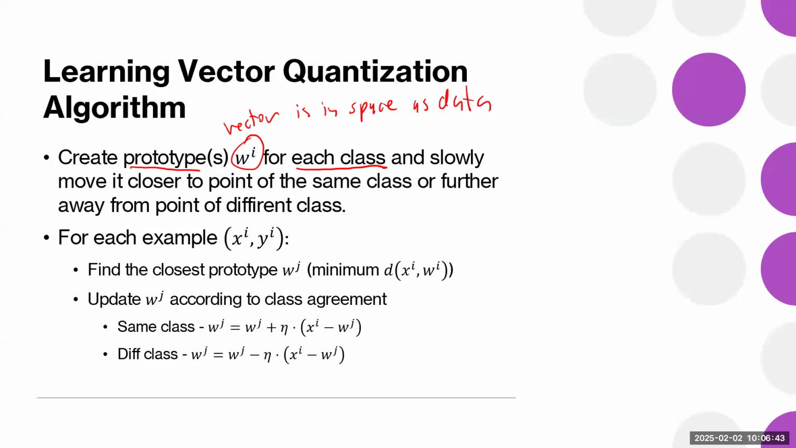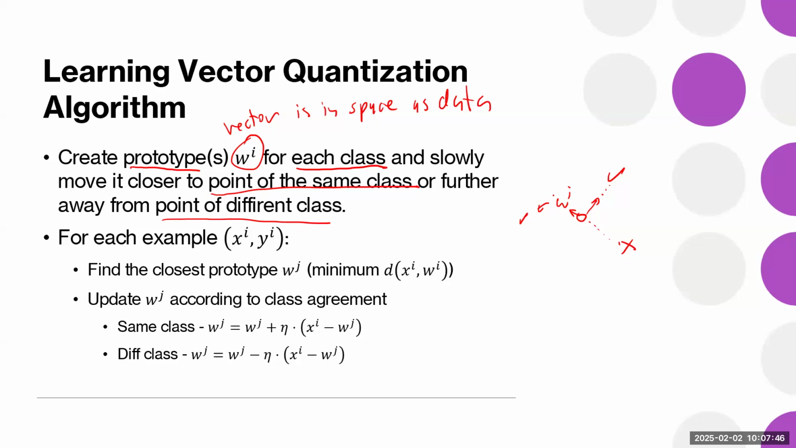And the general idea of this algorithm is that you want to slowly move closer to the point of the same class, or you want to move further away from the point of different class, right? So for example, you have this prototype, WI. You have a positive example and a negative example. And let's say this representation was supposed to be for a positive class. What we want is to move this point closer to the positive class, but move away from the negative class.